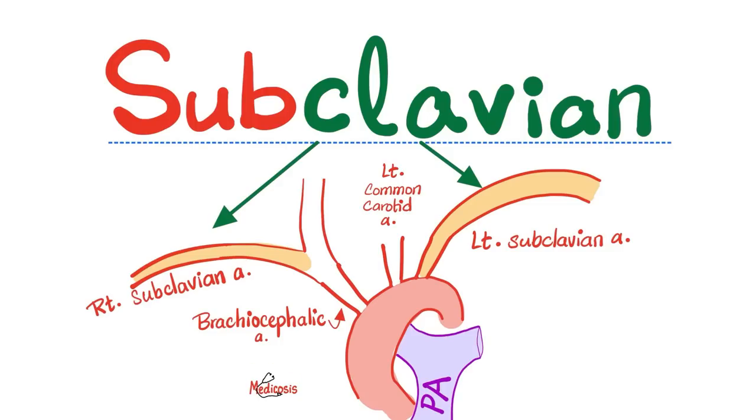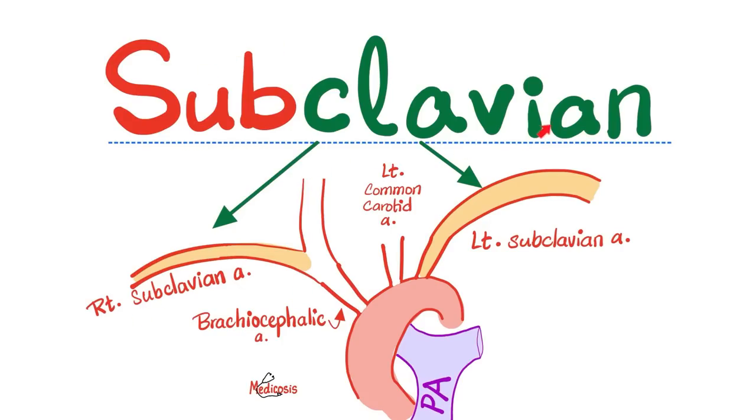In previous videos, we talked about the anatomy of the heart, the right coronary artery, the left coronary artery, the coronary sinus, and in the last video, we talked about the common carotid artery, internal carotid artery, and external carotid artery. Today, it's time to talk about the subclavian artery.